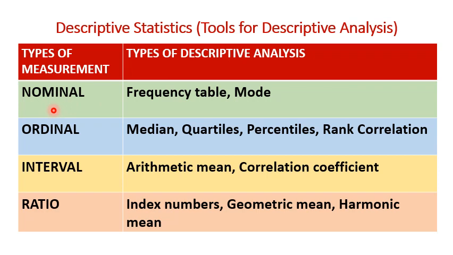If the type of measurement is nominal, then frequency table, mode, etc. can be used. If the type of measurement is ordinal, then median, quartiles, percentiles, rank correlation, etc. can be used. If the type of measurement is interval, arithmetic mean, correlation coefficient, etc. can be used. Then if the type of measurement is ratio, index numbers, geometric mean, harmonic mean, etc. can be used for analysis.